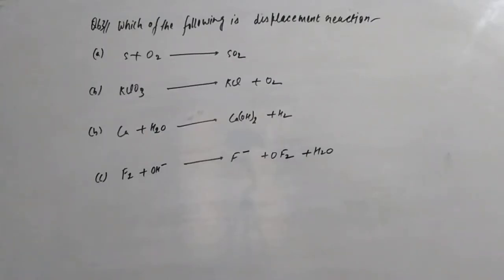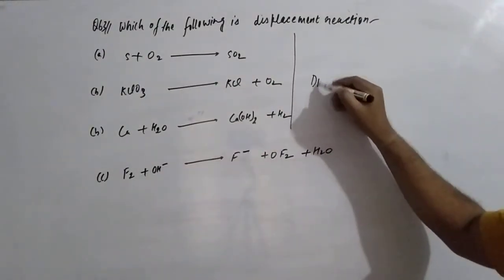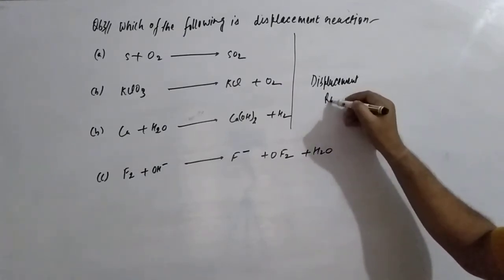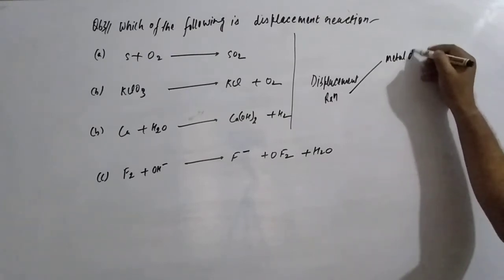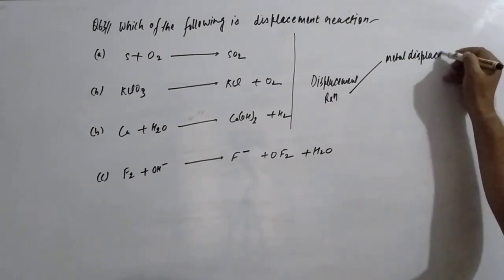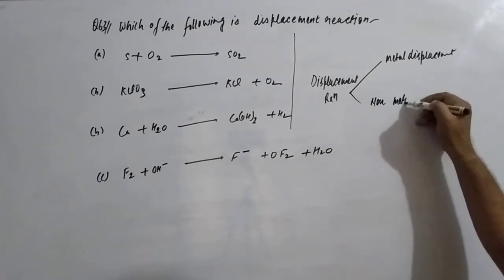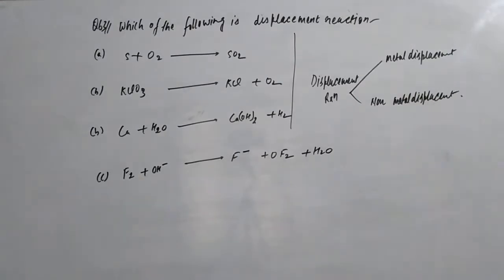Now let us see problem number 63. That is quite an easy problem. Which of the following is a displacement reaction? We have already studied displacement reactions, student, but I am explaining a little bit again. One is metal displacement, and another is non-metal displacement. Dear student, metal displacement means that a more reactive metal displaces a less reactive one.